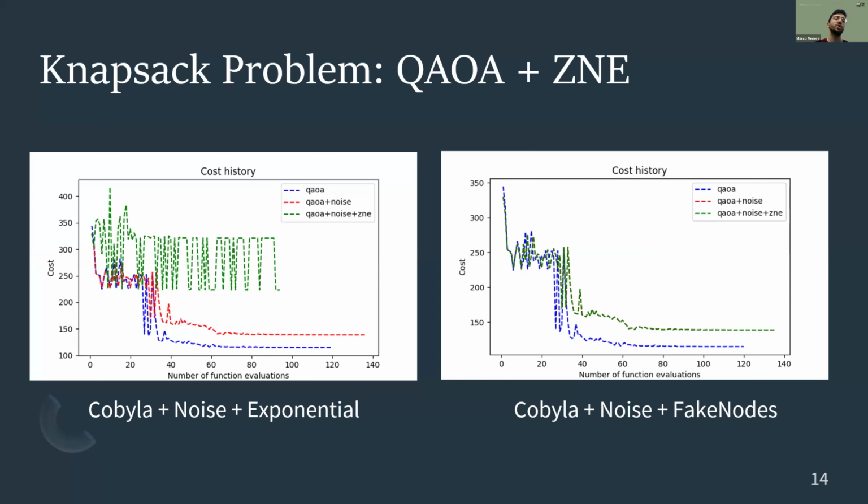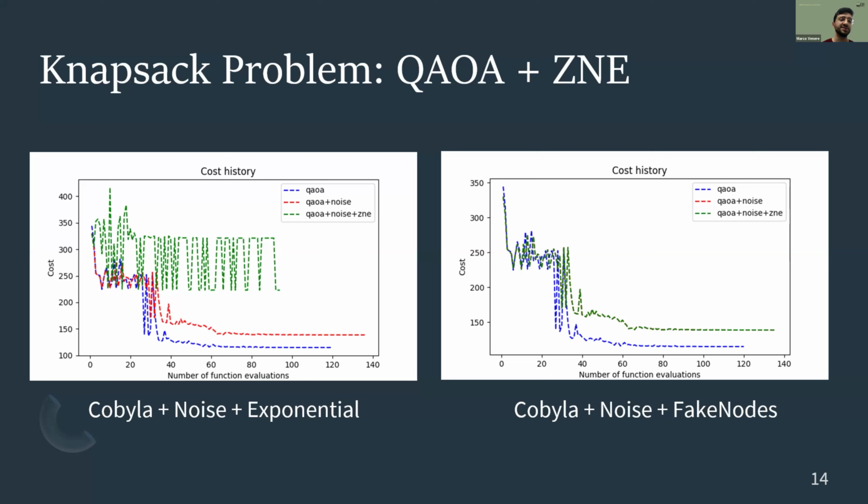This means that even though we are technically mitigating the effects of noise, we are altering the exploration of the parameter space in such a way that we cannot really go to the correct solution to the problem, but just to a local minimum, which is very inconvenient. On the other side, the fake nodes extrapolator completely overlaps with the noisy case. As a final conclusion, we can consider the effects of zero noise extrapolation as very case-dependent. They are really based on the specific instance of the problem, and we cannot really generalize.